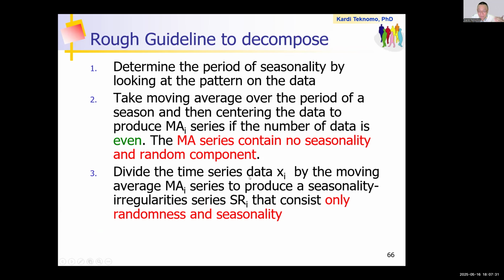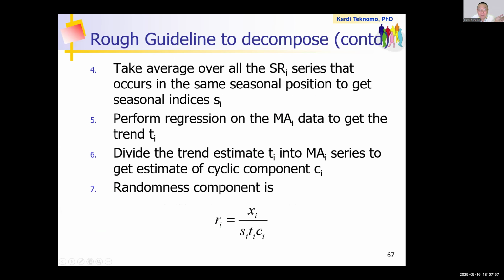Then you divide the time series by the moving average of the time series to produce the seasonality. In this case, we have a series of seasonality and random, so I will name this SR, meaning seasonality and random. This contains only random and seasonality. Then from there you take the average over all the SR, the seasonality and random, so that it occurs on the same seasonal position. Remember, seasonal means the exact period is known.